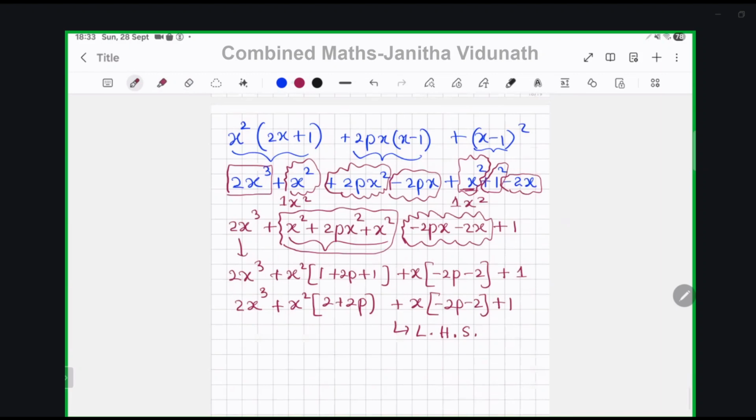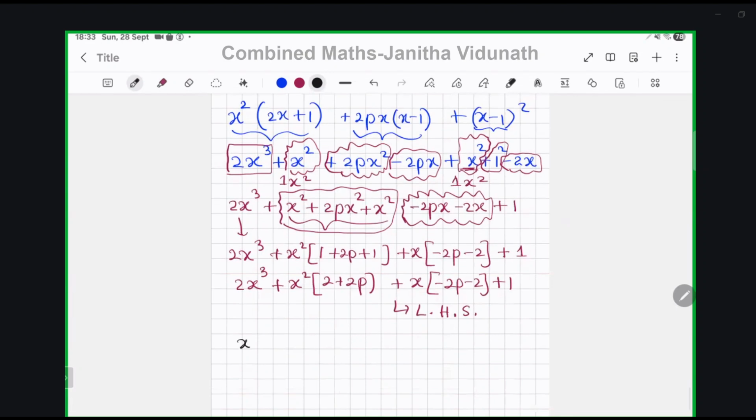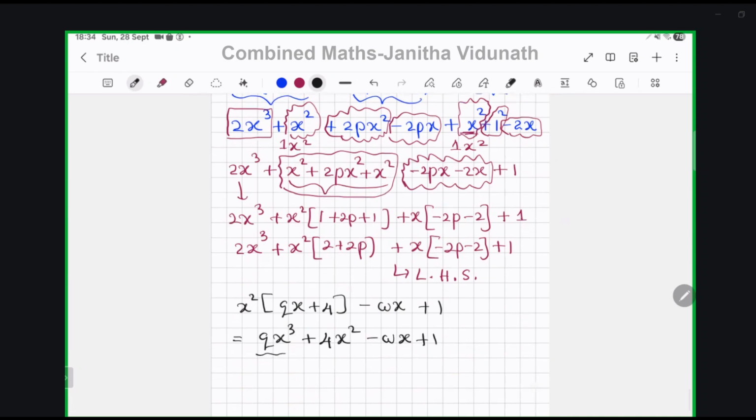Now, similarly, we need to simplify our right hand side. In the right hand side, what we had was x square times qx plus 4 minus wx plus 1. That means we can further simplify this: q times x cube plus 4 times x square minus wx plus 1. Here already all the terms are distinct from each other. Now this is our final right hand side.